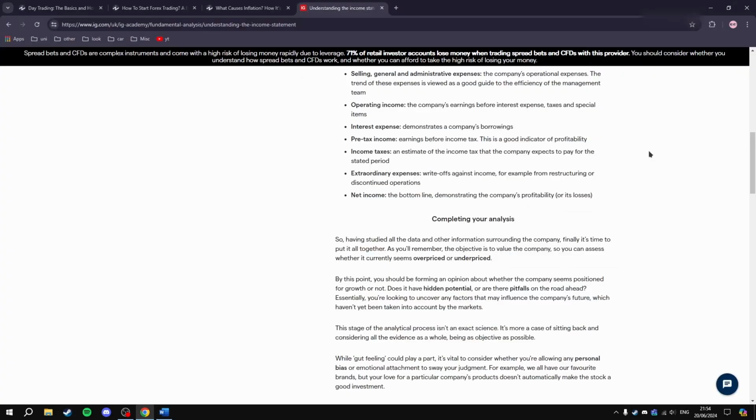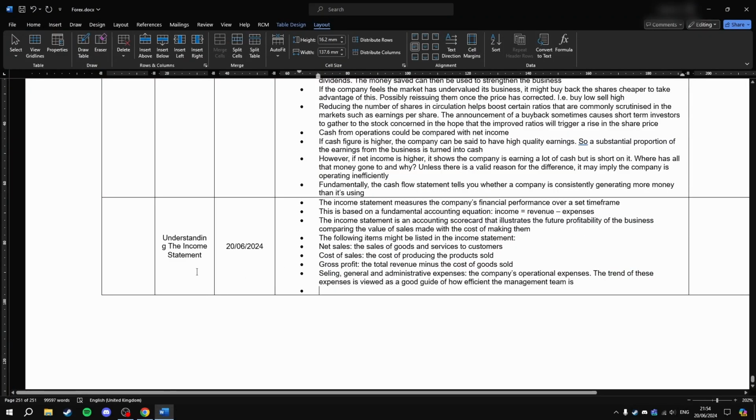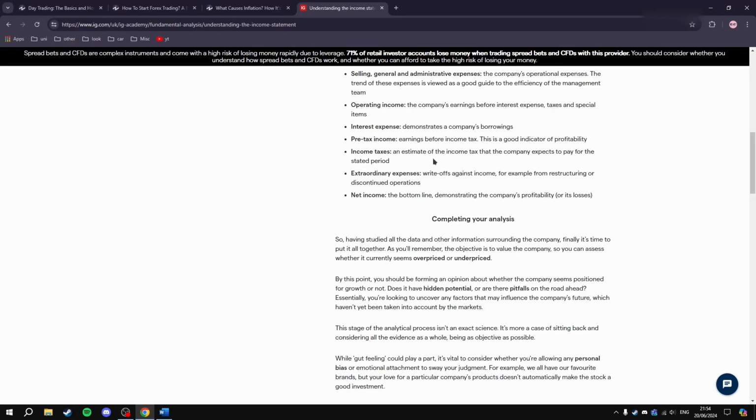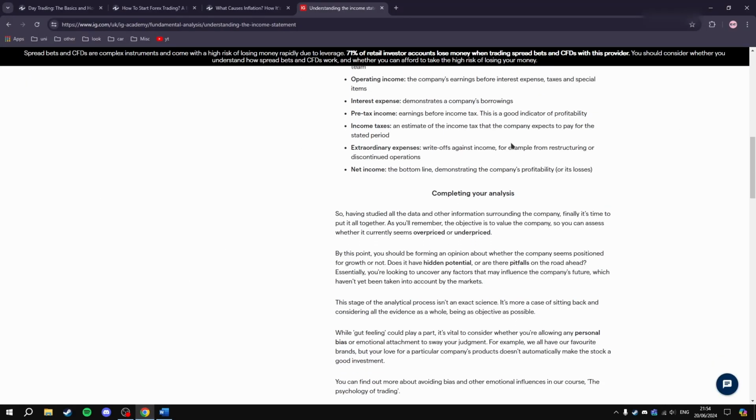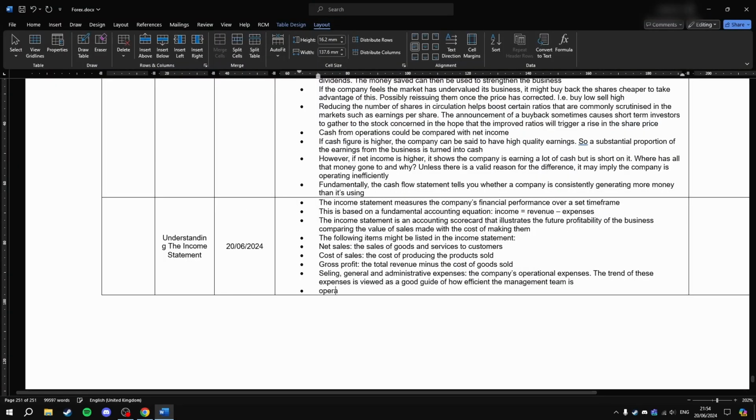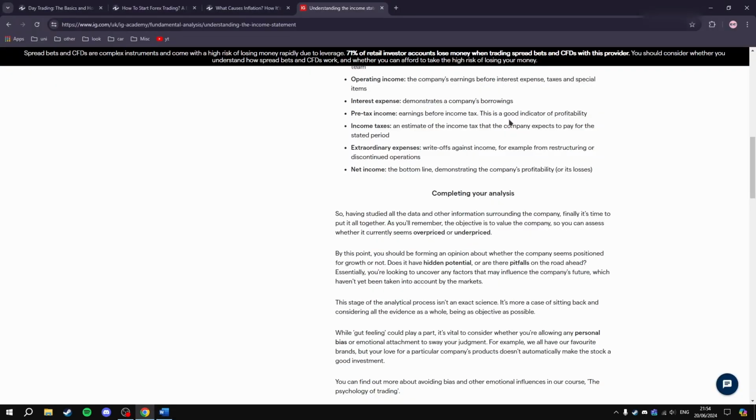The trend of these expenses is viewed as a good guide of how efficient the management team is. Operating income. So this is the company's earnings before interest, expenses, taxes and special items.